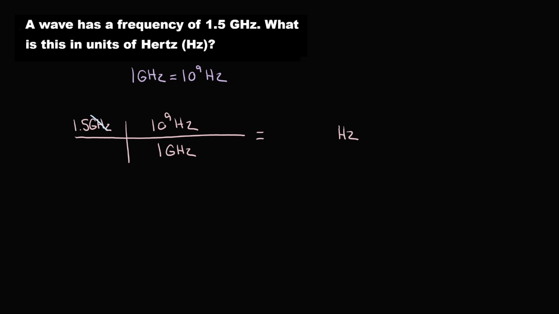With this, our gigahertz cancel out and our hertz retain, which is what we want. And so the final answer is going to be 1.5 times 10 to the 9th hertz. And that is the relationship between hertz and gigahertz.